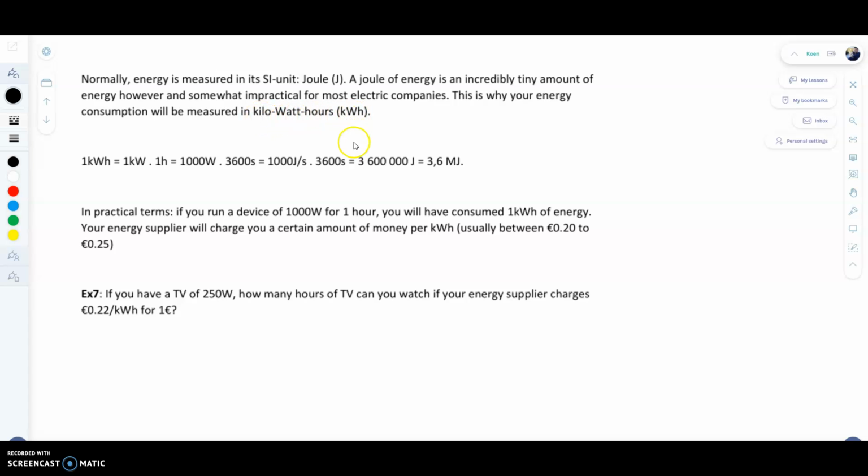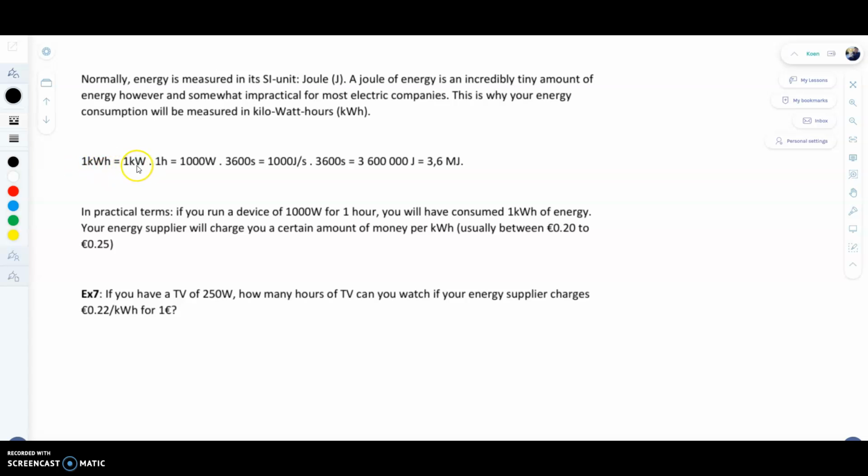It's the kilowatt hours. Now, what does this mean? 1 kilowatt hour means a device of 1000 watts, 1 kilowatt, has been used for 1 hour. Because if you take the amount of joules per second that you're using it, and you're multiplying that by a certain amount of seconds, you get a certain amount of energy. Now, what is 1 kilowatt hour?